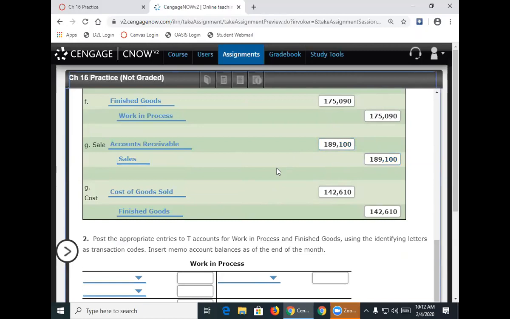Which one are you looking for, Barbara? The one over on the finished goods. This one? Yeah. 32,480. It's just job 103. Job 103 at 32,480. It's all that's in finished goods at the end of the period. Sorry. It's okay. It gets a little small and sloppy.